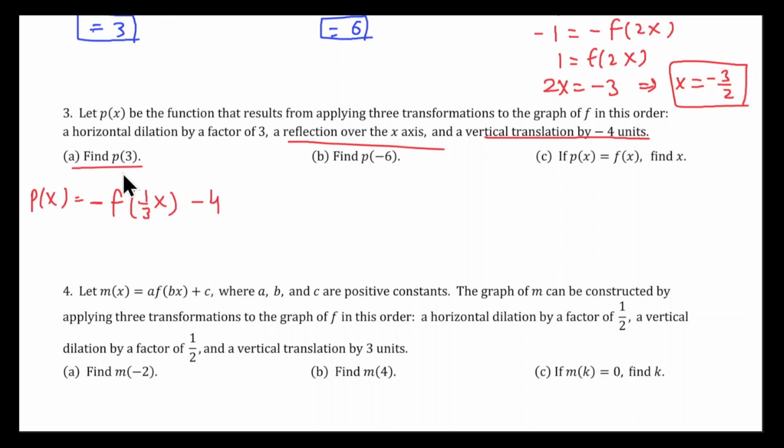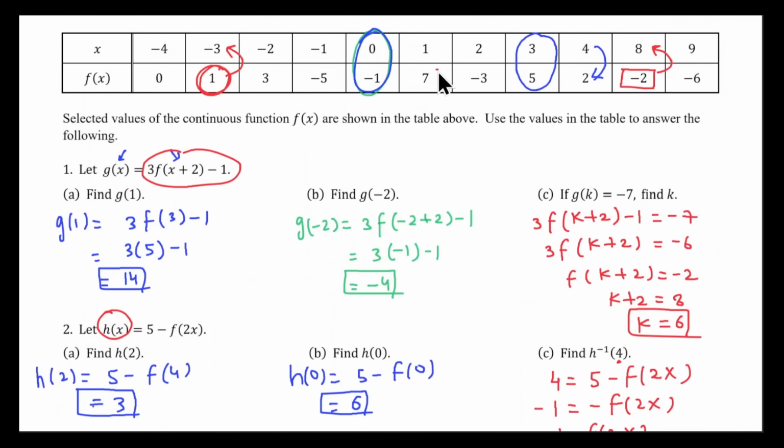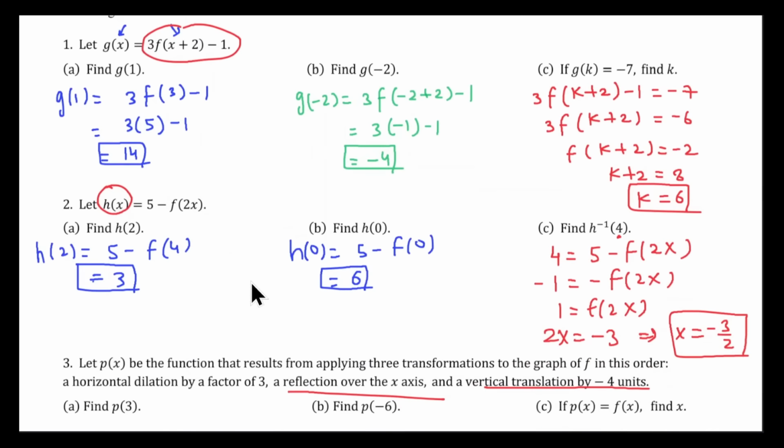Now they are asking what is the value of p(3). So p(3) will definitely be negative of f of 3 over 3, which is 1, minus 4. What is f(1) from here, guys? f(1), there you go. f(1) is 7.